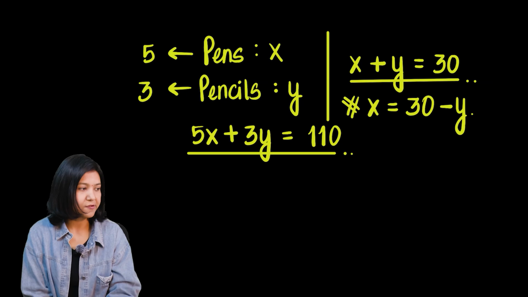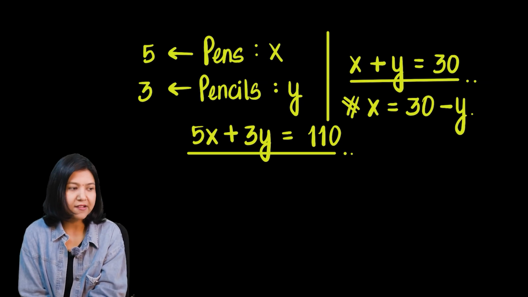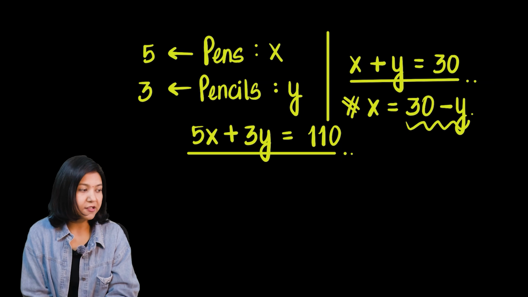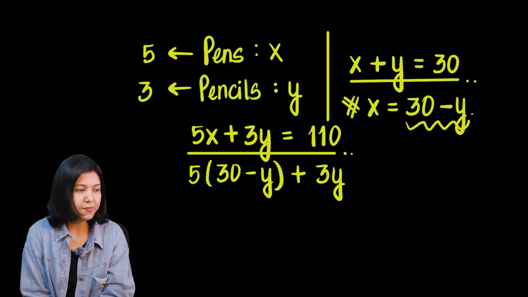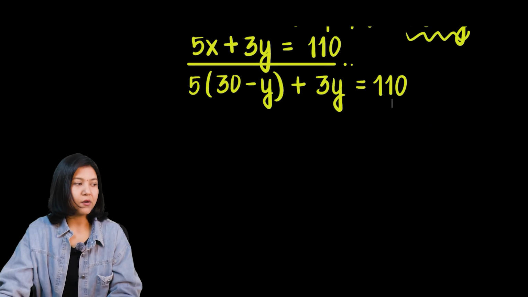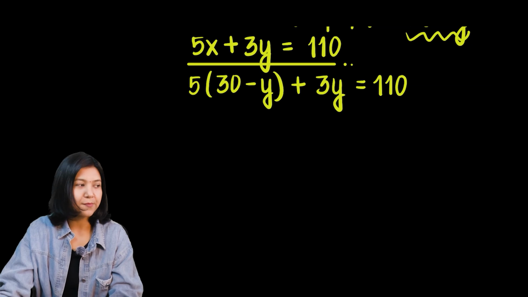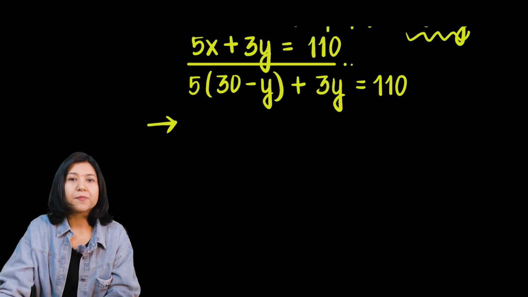Let's see what happens. Because I have got that x can be written as 30 minus y, 30 minus the number of pencils, I'll plug it here: 5 times (30 minus y) plus 3y should be equal to 110. Now, the number of pens is 30 minus y, and I know the cost of one pen is 5. So I'll just do 5 times (30 minus y). You have to open up the brackets.